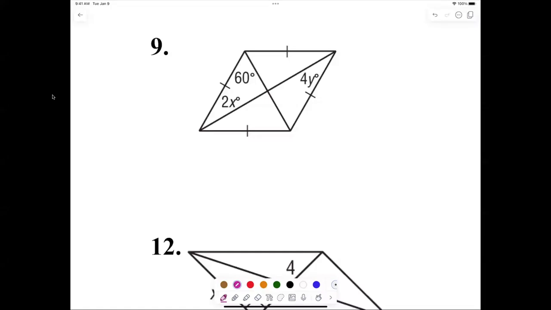I'm not sure why this problem is actually here. Because the diagonals of a rhombus are perpendicular, but how would you know that? Is there any way to show that? We would know this is 60 degrees right here, and then do 60 plus 2x equals 180. But we don't know what this measure is. I know it's 90, but you don't know it's 90.